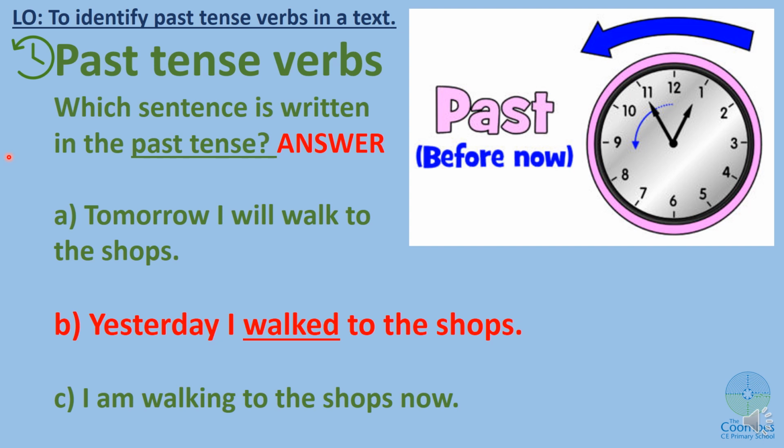If you got this one right as well. So the past tense sentence is yesterday I walked to the shops. And in this sentence, it's the past tense because it has already happened. It's not happening now. It's not going to happen in the future. It is a sentence that has already happened.